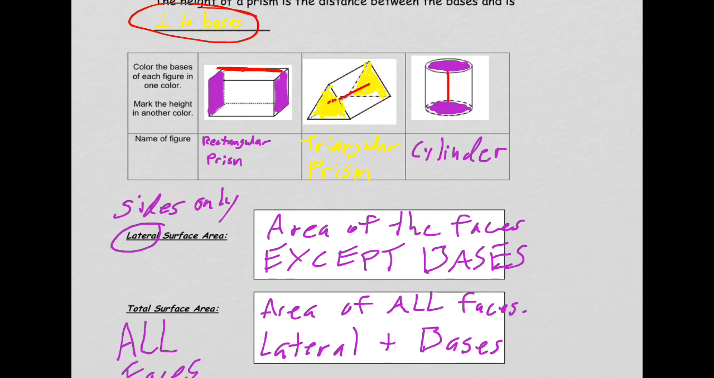So, lateral: area of all the faces except the bases. Remember, lateral is the same thing as when you're talking about football, a sideways pass. A pass to the side is a lateral. When we're talking about muscle groups, your lats or your laterals are on the side of your torso. So, when you're thinking about lateral surface area, it's just the surface area of the faces around, but not the bases. Total surface area is all the faces. Every single one. Basically, if I were to paint this whole shape, it's my surface area.